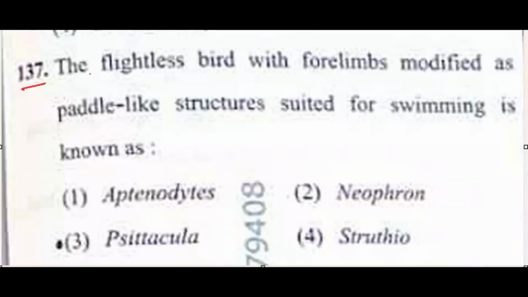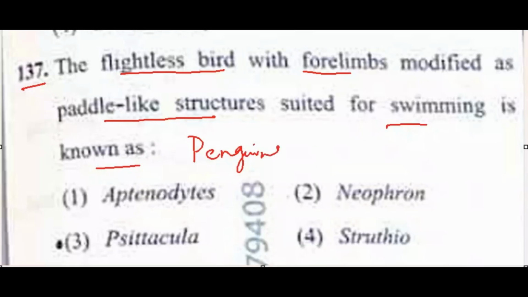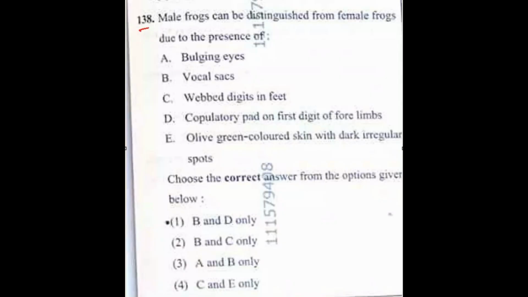Question number 137. The flightless bird with forelimbs modified as paddle-like structures suited for swimming is known as, actually the answer should be penguins. And what are they called as? Answer is option 1. Aptenodytes.